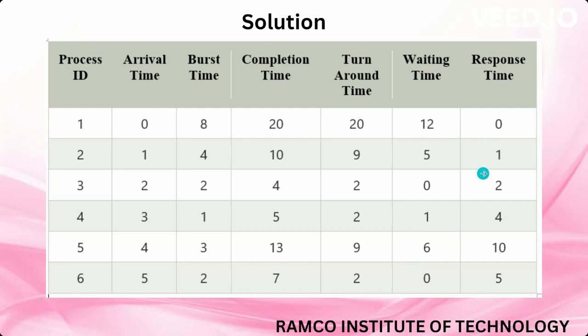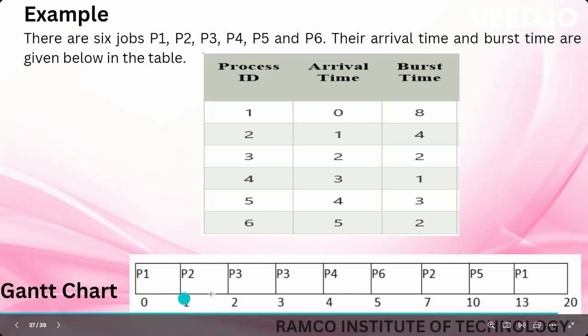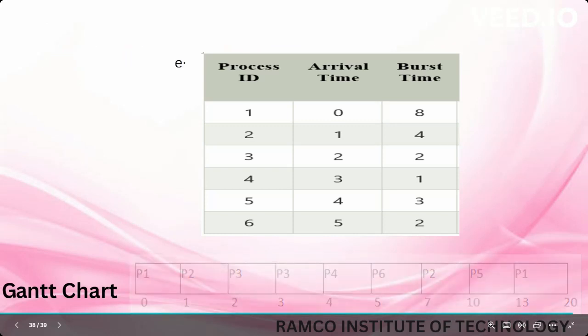Next, the response time. This response time also we can write from the Gantt chart. So here we have the response time of each process, written from the Gantt chart.